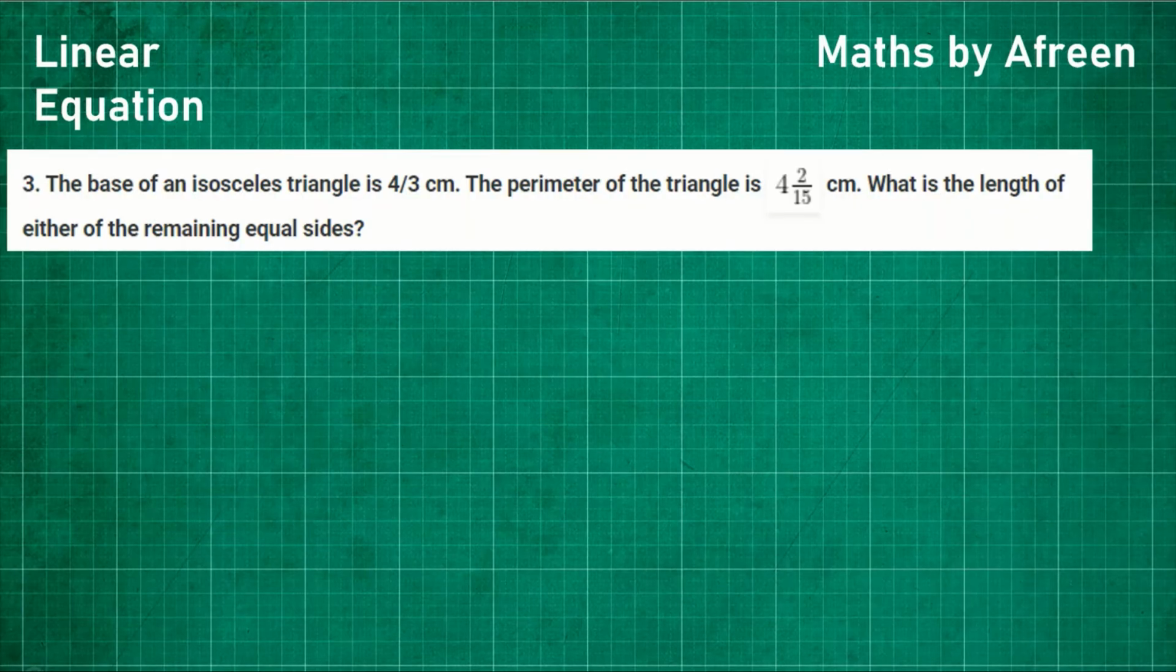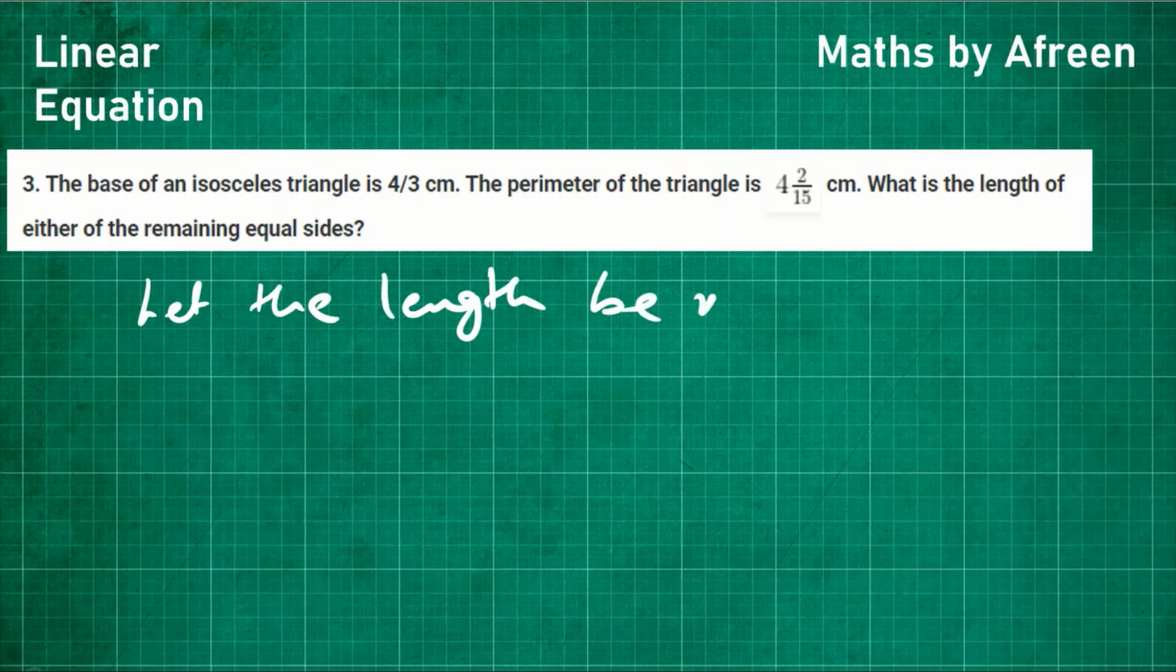Our next question is, base of an isosceles triangle is 4 by 3 centimeter. Perimeter of the triangle is 4 2 by 15 centimeter. What is the length of either of the remaining equal sides? So here, what is the unknown value? The length of either of the remaining equal sides is the unknown value. So let the length of either of the remaining equal sides of a triangle be x.